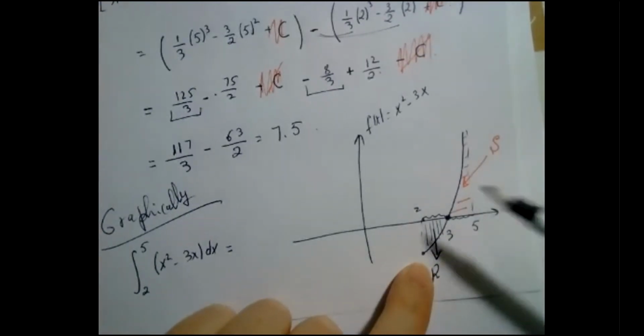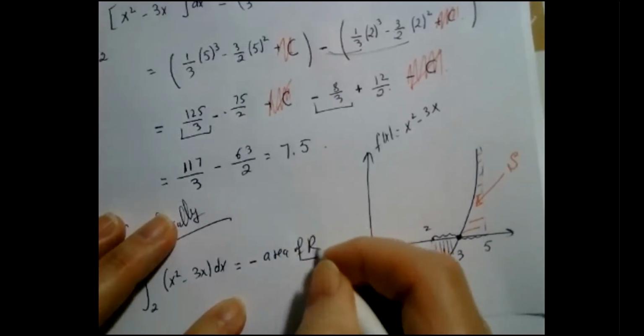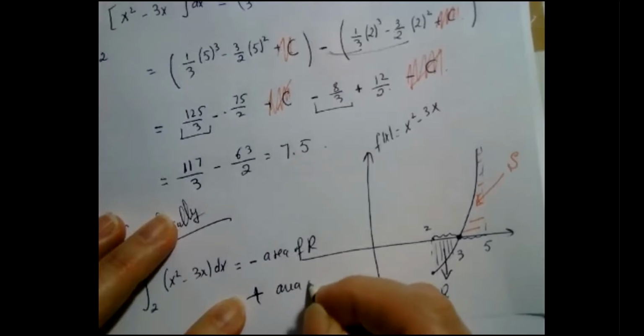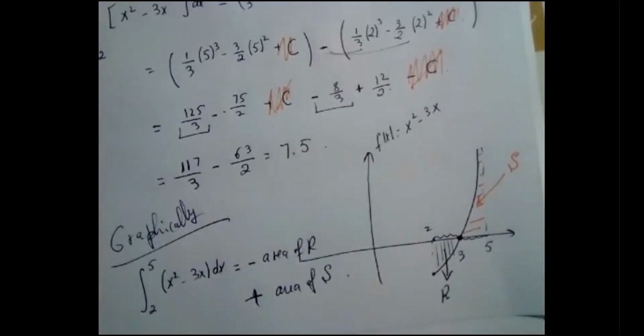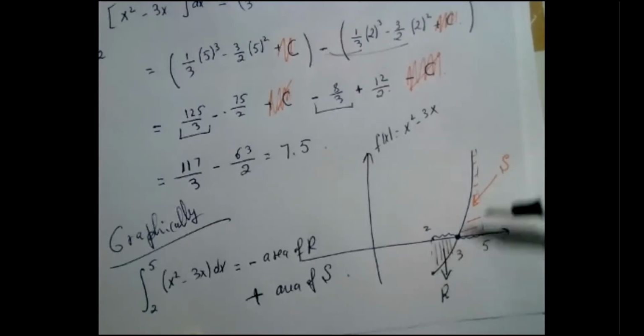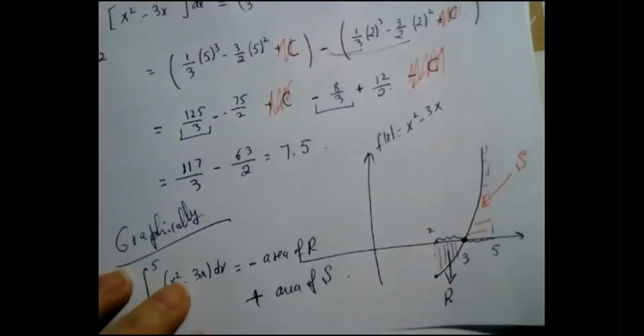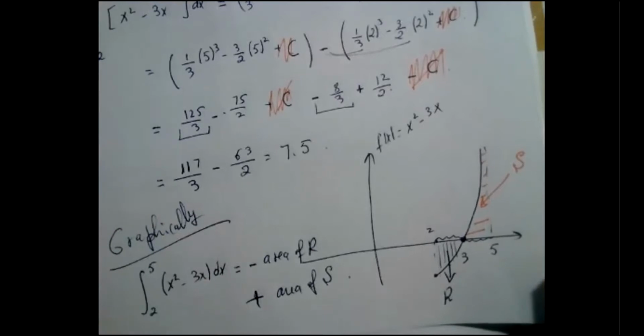Minus the area of R, plus the area of S. It's not simply the area, because the function takes positive and negative values. It's minus the area of the region below the x-axis plus the area of the region above the x-axis. So that's really what this means graphically, and the answer is 7.5. I'm going to do one more problem along those lines, and then we're going to work with the fundamental theorem of calculus with substitution.